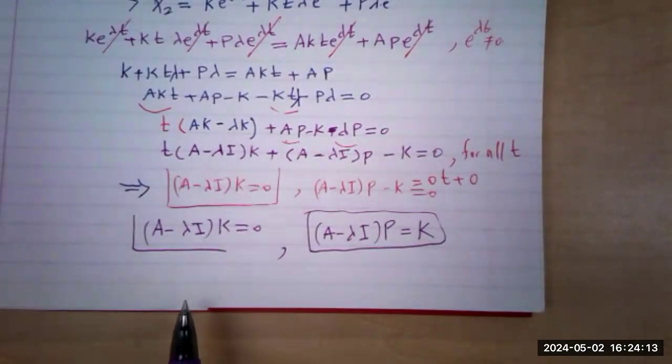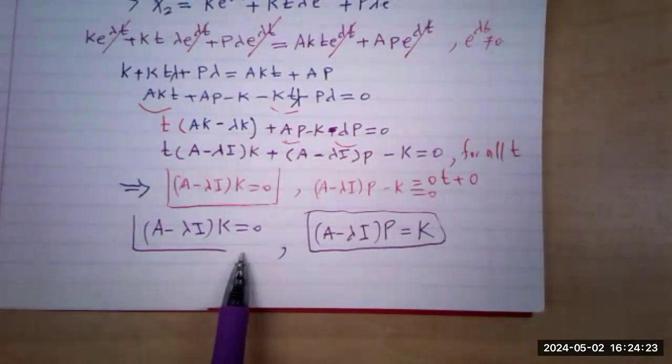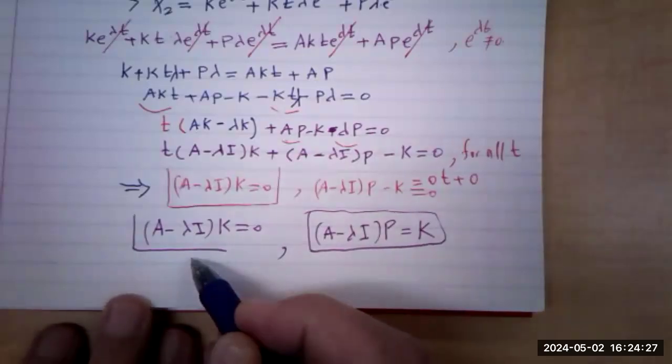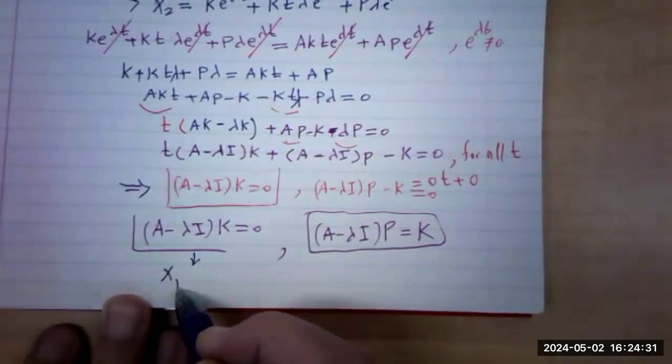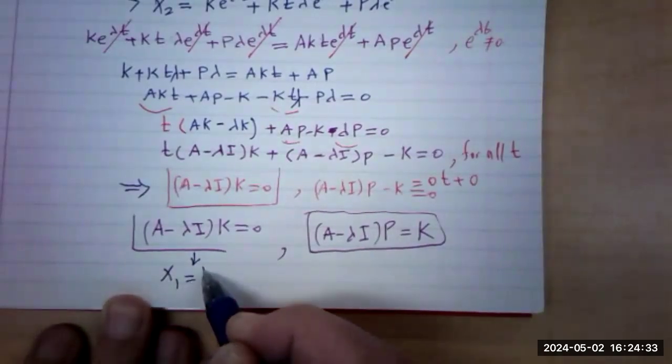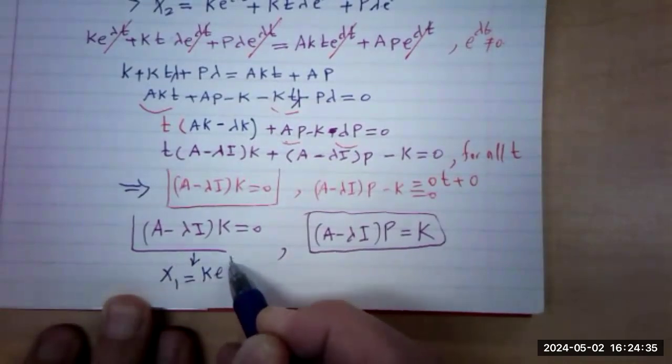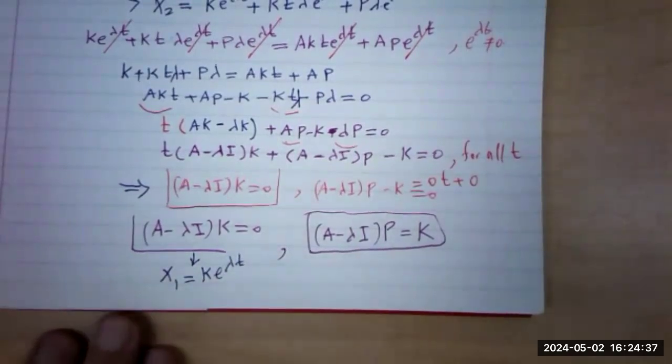You know the first one. The first one is the one that you use to find lambda and K, because lambda is your eigenvalue and K is the corresponding eigenvector. So from the first one, since you are going to get K and lambda, this will create X1 for you, that you know: X1 is K e to the lambda t. Okay, that's the first one.